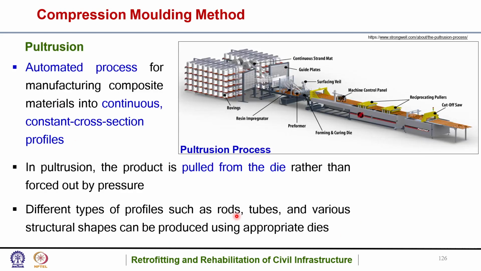So now one more form of compression molding method is the pultrusion. So let us study about the pultrusion process. It is an automated process for manufacturing composite materials into continuous constant cross-section profiles. In pultrusion, the product is pulled from the die rather than forced out by pressure. Different types of profiles such as rods, tubes, and various structural shapes can be produced using appropriate dies.